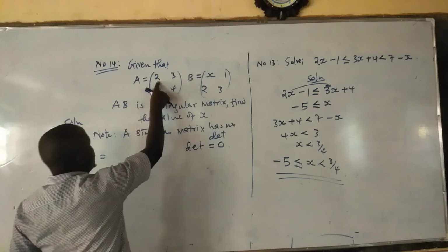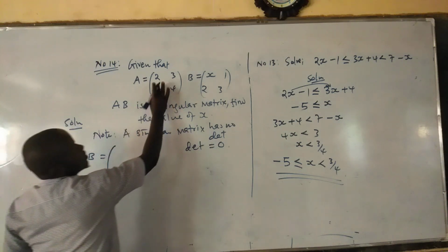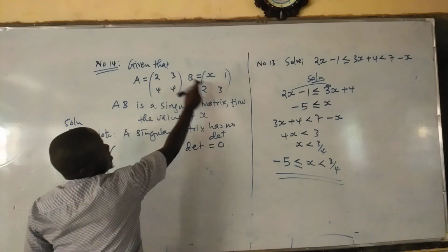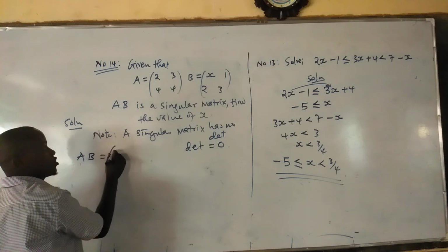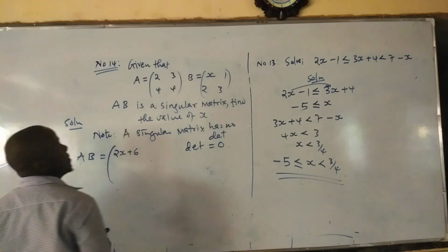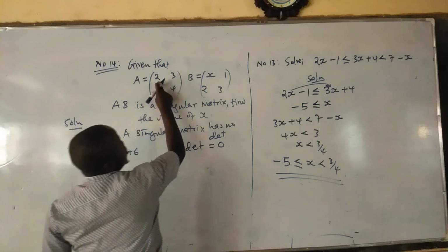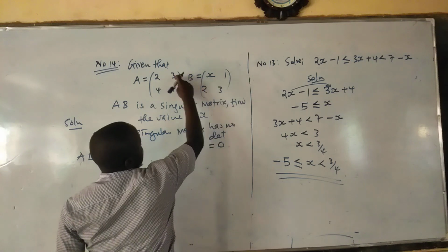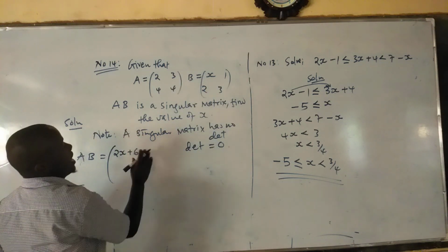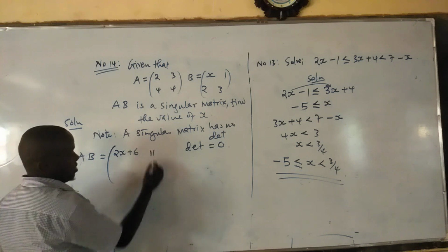Therefore, 2 by x, we get 2x, plus 3 by 2, we get 6. So 2x plus 6 will be the first term. Then the next term will be 2 by 1, 2, plus 3 by 3, 9. So 9 plus 2 is 11.